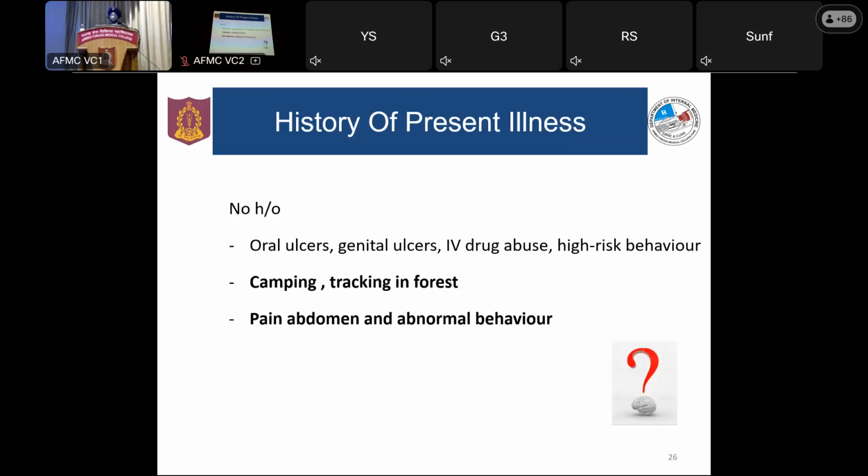No history of oral ulcers, genital ulcers, IV drug abuse, or high-risk behavior. No history of camping or trekking in forest. What is the relevance of pain in abdomen?